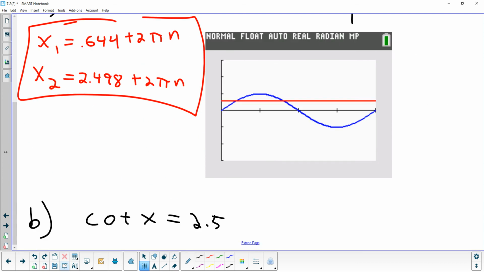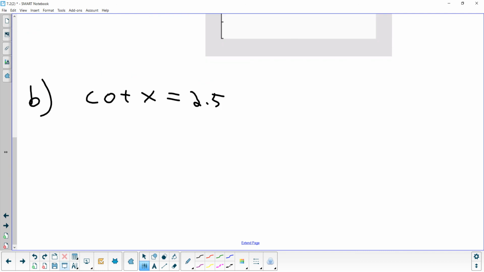This one, the last one we do, has a different formula. Cotangent equals 2.5. What's the formula to find the period for a cotangent function? Yep, pi over b. Cotangent naturally cycles faster. In this case, b again is a 1. So our period is pi.